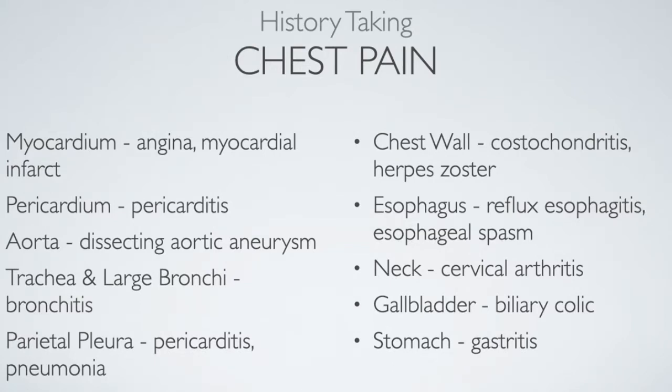Now, we have listed in this slide different components or different organs present in the chest and the causes of chest pain associated with each anatomic structure. The myocardium, if it is the source of the chest pain, this sensation can be due to angina, wherein you have impaired blood supply causing vasospasm and muscular spasm of the heart. Also, myocardial infarct, wherein you absolutely have blocked off blood supply to heart tissue.